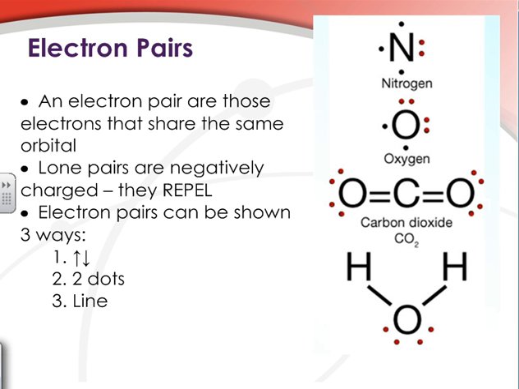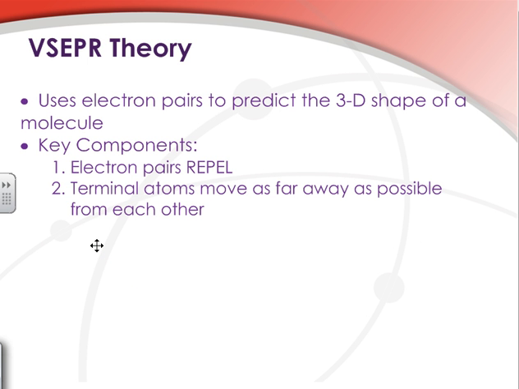Electron pairs can be shown three ways. We can use electrons with arrows going up and down to show opposite spins. We can use two dots, which you can see over here in some of my examples. And we can also use just a straight line. Okay? So all of those symbols represent electron pairs for this course.